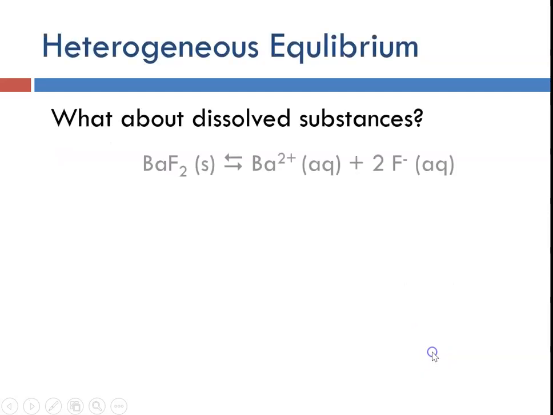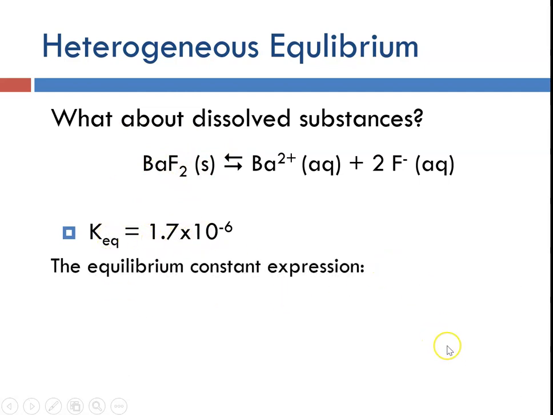What about dissolved substances? Here I have barium fluoride, and it goes into solution and gives me barium ion and two fluoride ions. These are aqueous. This is a solid. The solid is not included in the expression. The Keq, 1.7 times 10 to the minus 6, that's the value of the Keq. The equilibrium constant expression would look like this. Keq is equal to the concentration of barium times the concentration of fluoride ion raised to the second power. Again, there's a coefficient of 2 there.